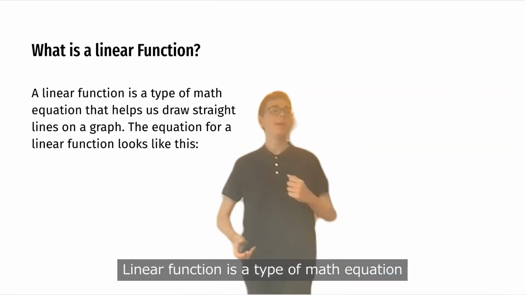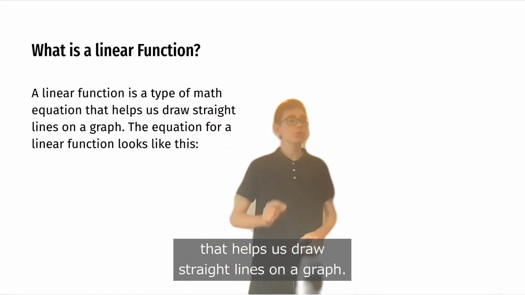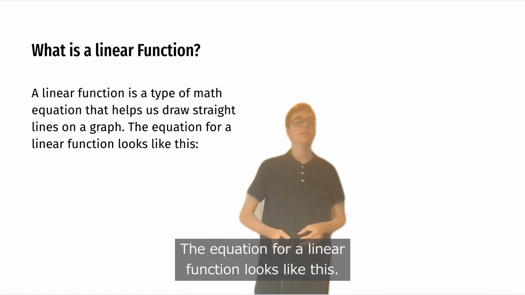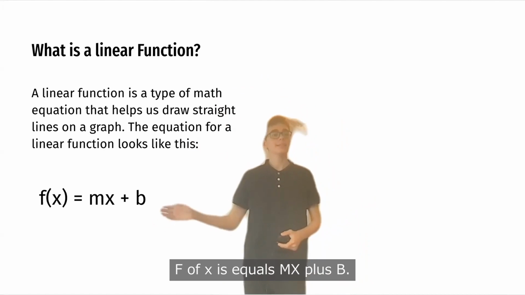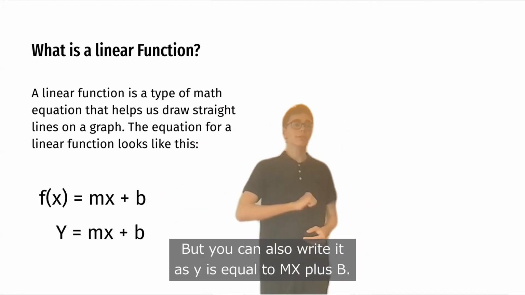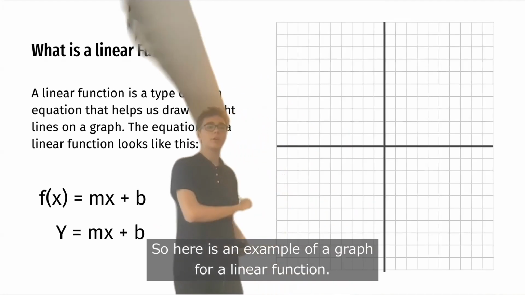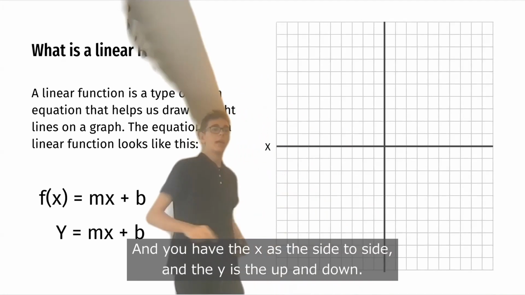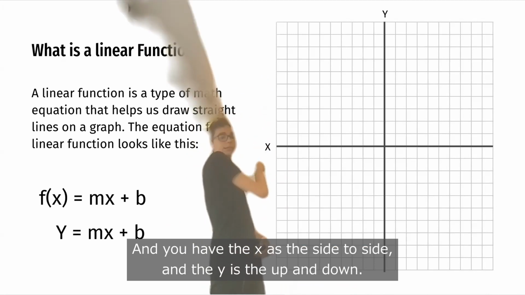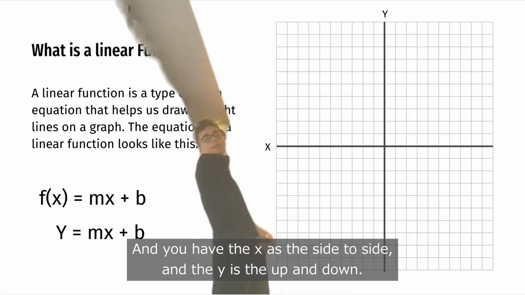A linear function is a type of math equation that helps us draw straight lines on a graph. The equation for a linear function looks like this. f(x) = mx + b, but you can also write it as y = mx + b. So here is an example of a graph for a linear function, and you have the x as the side to side, and the y as the up to down.